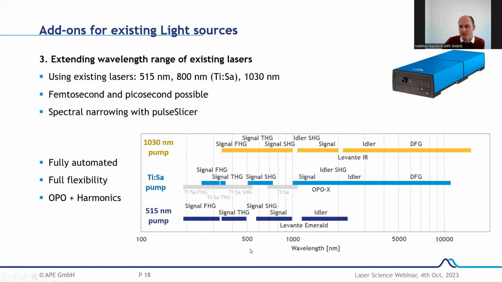So here on the bottom right side, you see this graph where essentially shown in dark blue, you see the accessible wavelength when you have a 515 nanometer pump, and in the center in light blue if you have a sapphire pump, and then in yellow if you have a 1030 pump. So for example, if you go to the middle line, the blue line, you see there that around 700 to 1,000 nanometer, you can have the emission of your sapphire laser.